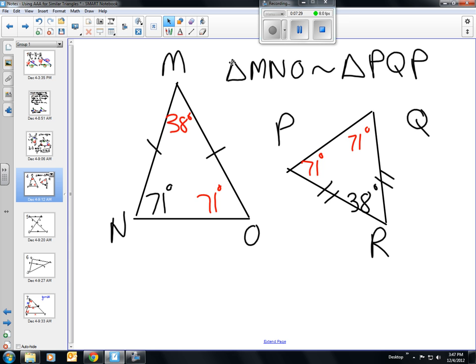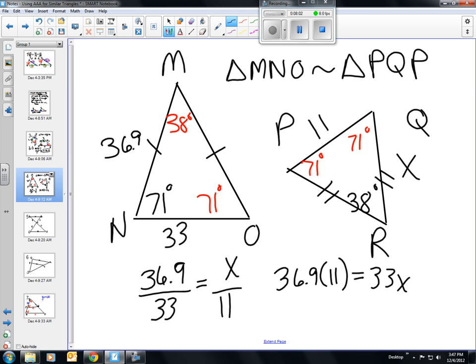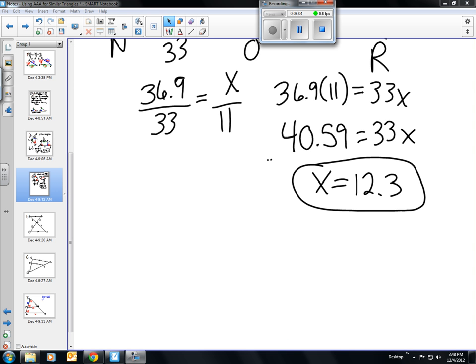Now we can use this even to solve for more information. Let's say I gave you that this side length was 36.9 and this was 33, and that this was 11 and this was x. Well, we could use a proportion again to solve for x. We could say 36.9 over 33 is equal to x over 11. So you use your cross product again and say 36.9 times 11 equals 33x. And then when we solve for x, we get that x is 12.3.